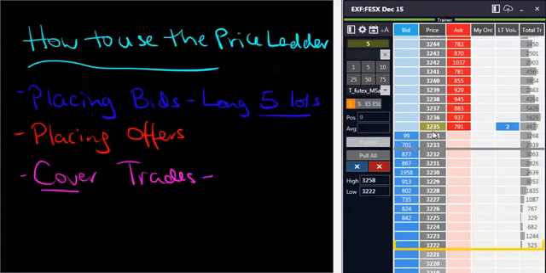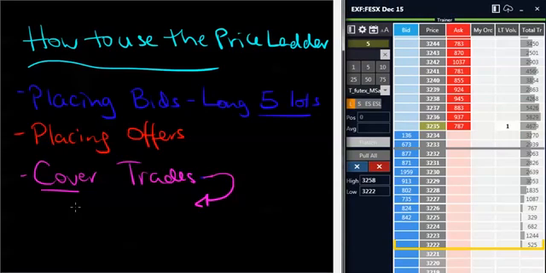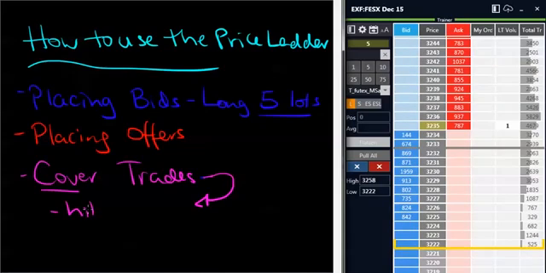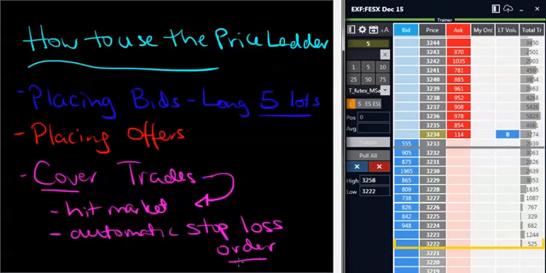Now, technically, that's me covering a trade, and merely just hitting market. So in order to cover a trade, you can hit market, or you can put in an automatic stop, a stop loss order. Now, how do we put in a stop loss order on the price ladder? Let's take a look at that.